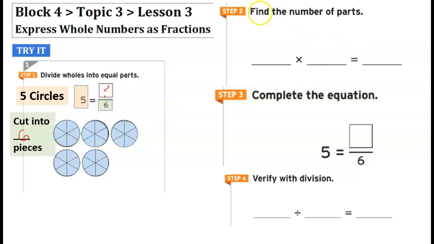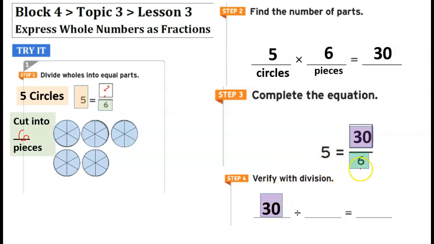In this example, there are 5 circles and there are 6 pieces. So 5 times 6 would be 30. That means that 30 divided by 6 is 5. Let's verify that. If 30 goes here and 6 goes there, would 30 divided by 6 get me 5? Pause here, check. And it does.